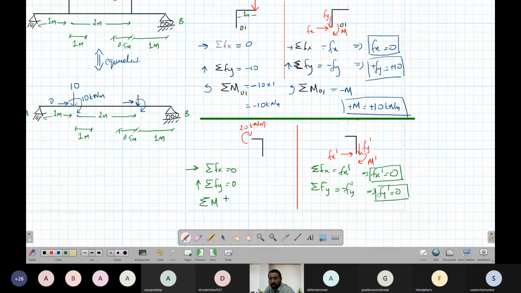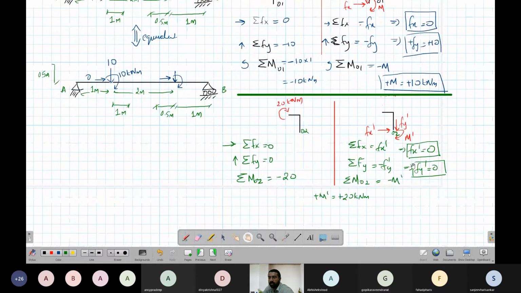Now summation of moment about this point. Let's say I'll call this O2. So this is an anti-clockwise moment, that is minus 20. Okay, there is no other moment. Summation of moment at O2 equal to. So Fx dash is not 0, Fy dash is not 0, because both of them pass through this point. M dash is minus M dash. Okay, so this gives me minus M dash is equal to minus 20. So M dash is equal to 20.